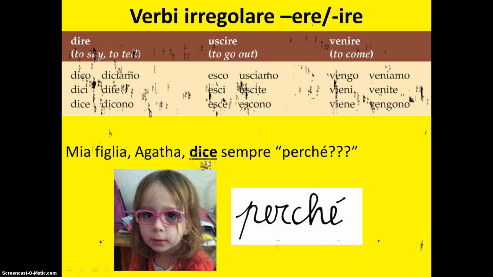Here I have an example with the verb dire, to say, in the lui/lei form. Mia figlia, Agata, dice sempre perché, perché.